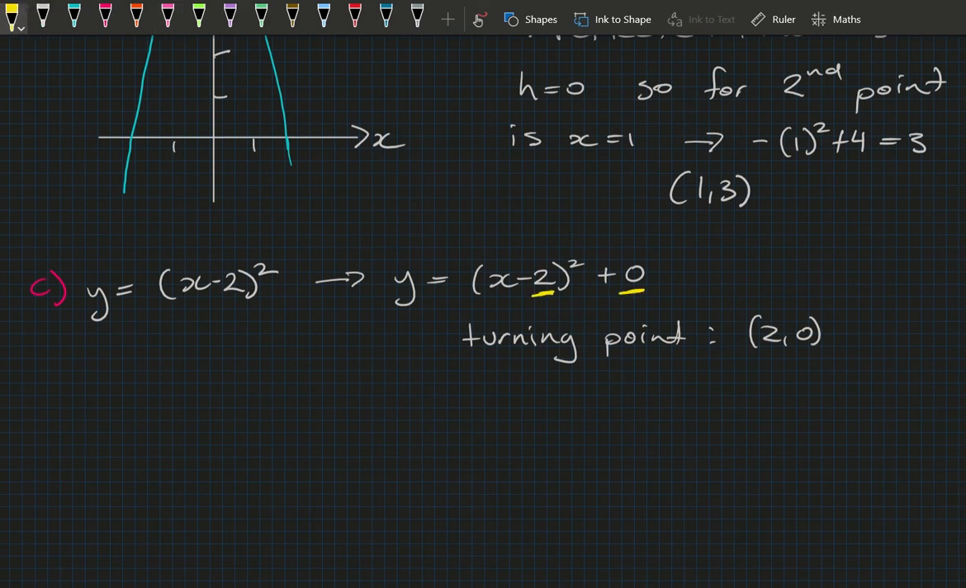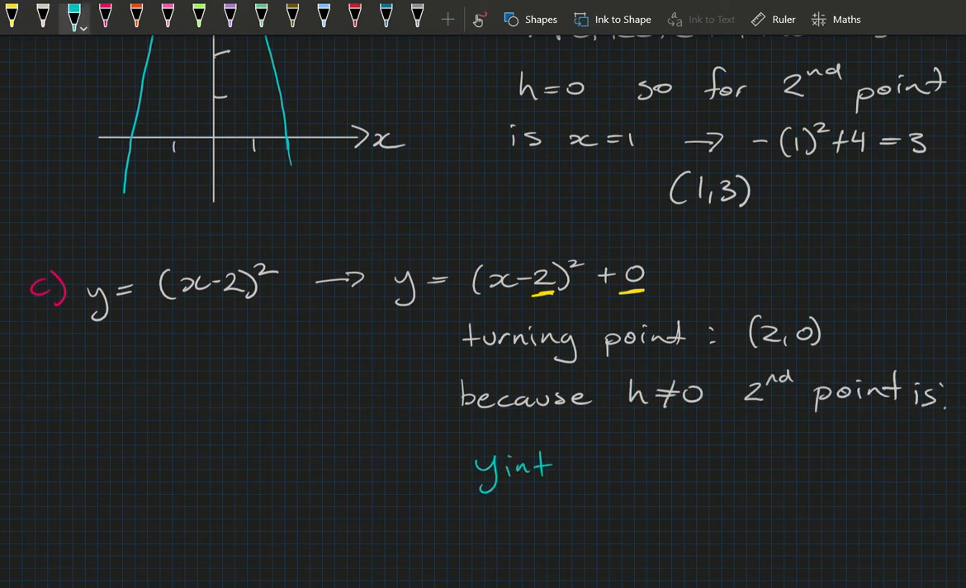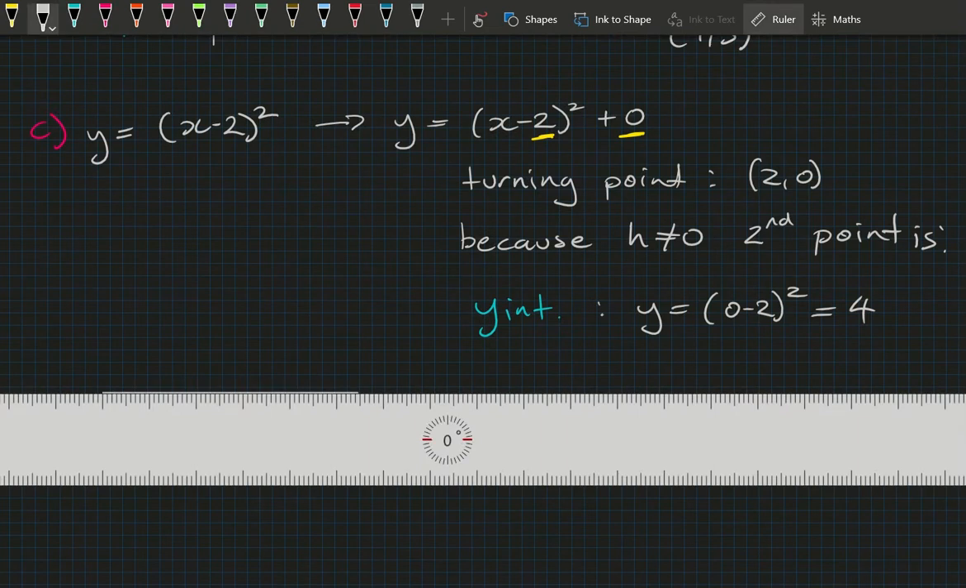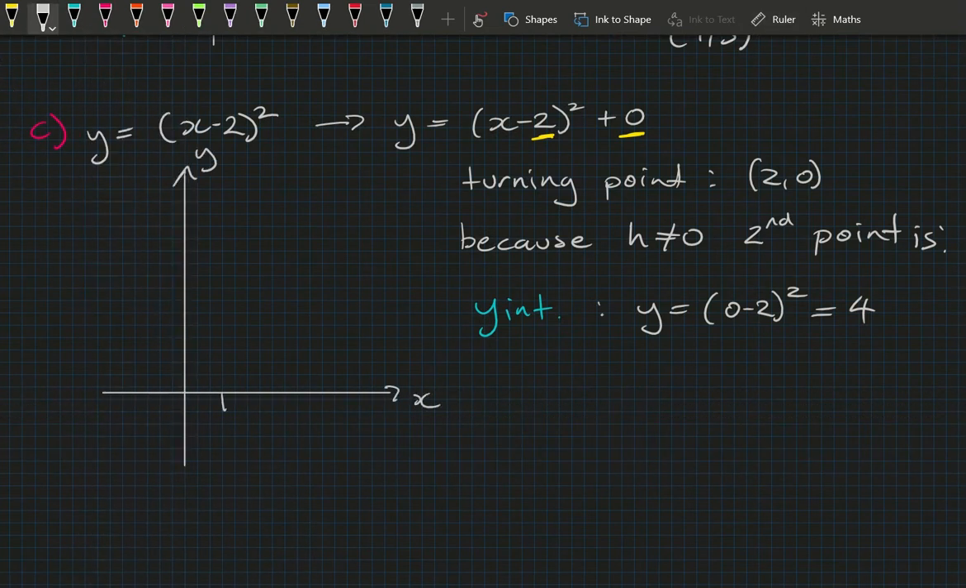And because h is not equal to 0, our second point is the y-intercept. And of course that's where x equals 0, so we've got y equals (0 minus 2) squared, which is just 4. All right, let's draw some axes for this parabola.